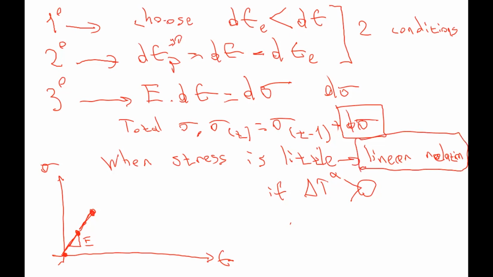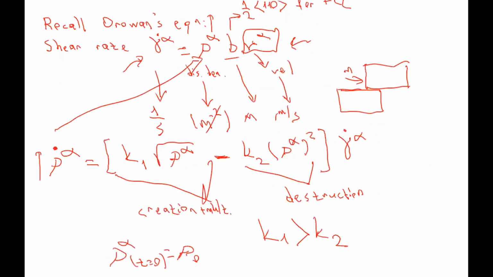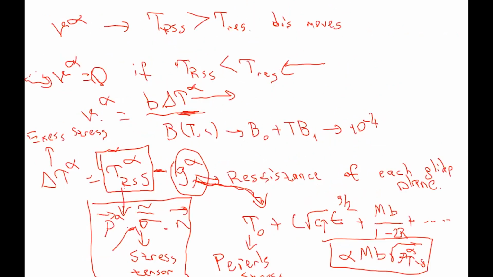All right. Then what happens when we have velocity? Once we exit the lattice resistance, then we have velocity. We need to use this formula. Let me go there.